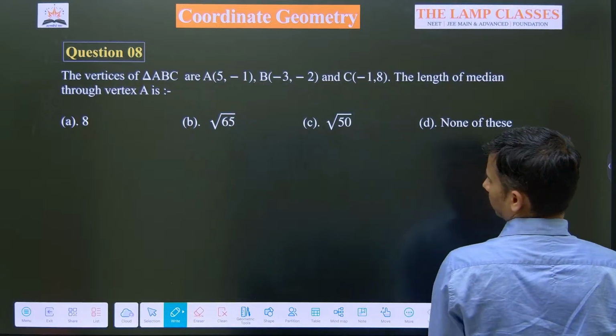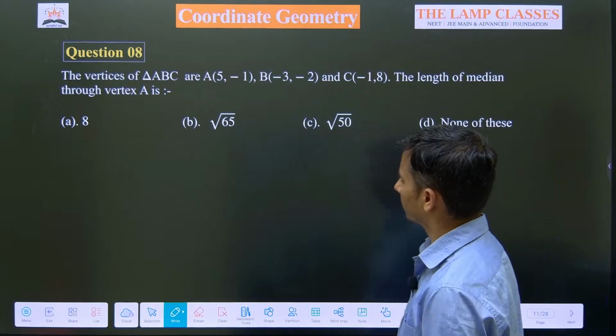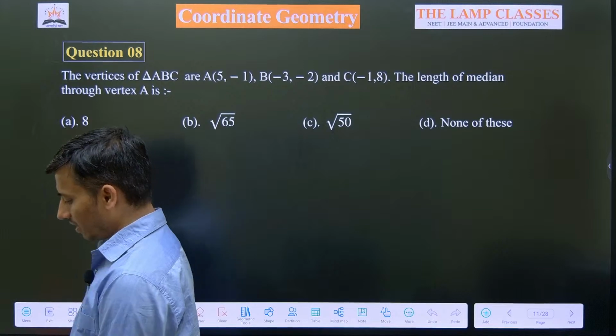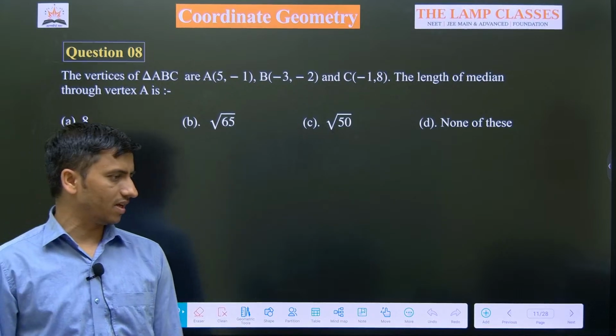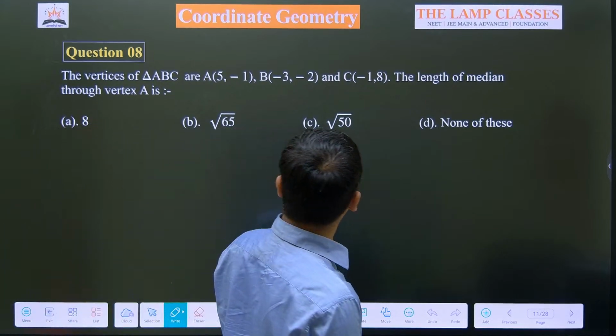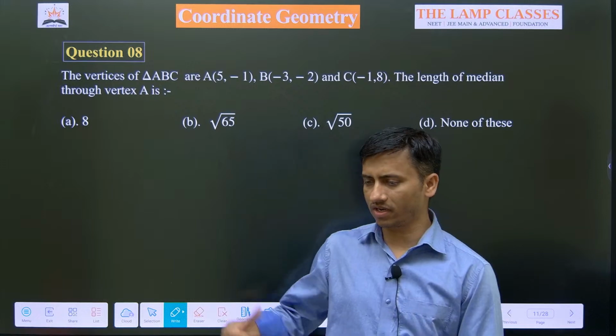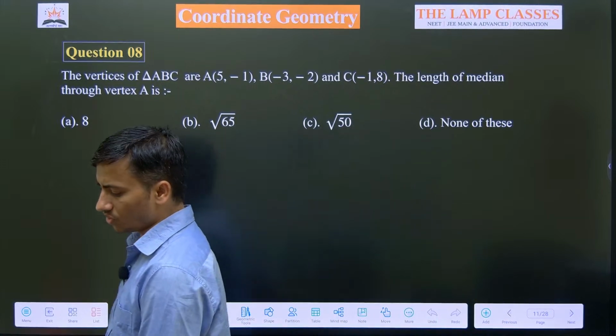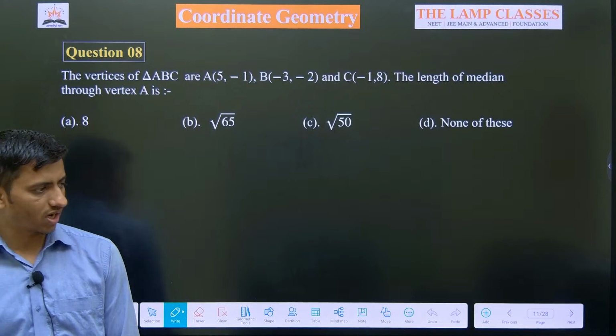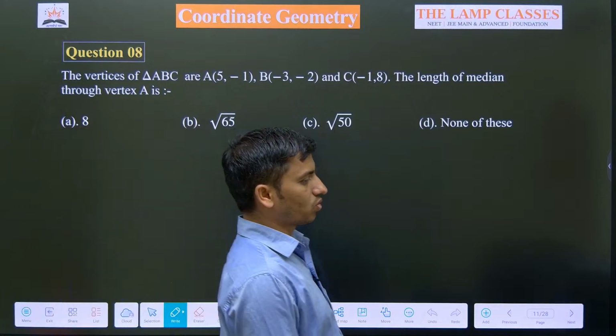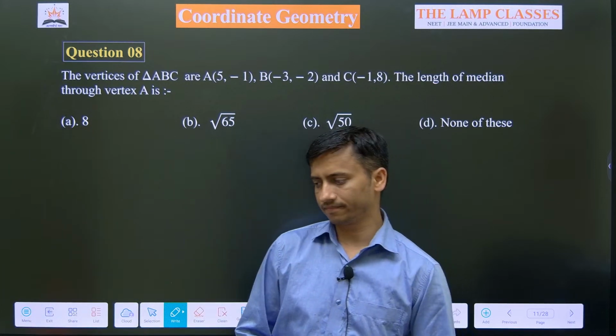What about the next question? So they have given the coordinates of the vertices of the triangle and they are asking you to find the length of the median through vertex A. There will be 3 medians usually in a triangle, na? So they are asking only the median which is passing through the vertex A. Please solve.